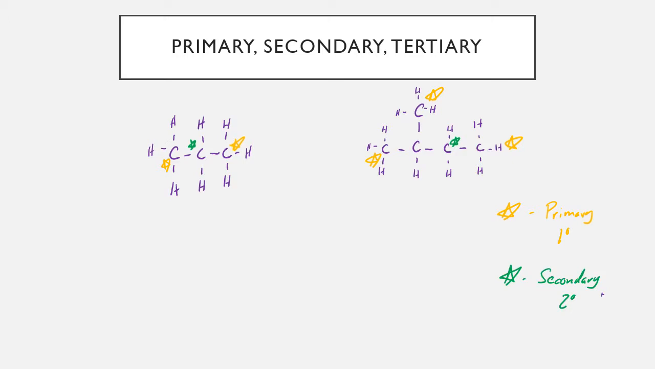Finally, we have carbons that are attached to 3 other carbons. They're called tertiary carbons. So tertiary carbons, if we're taking a look in this particular molecule, I'm trying to find them, and I see that there's only one, and it's this one right here. So here's a tertiary carbon. It's attached to 1, 2, 3 carbons, so that's a tertiary carbon.